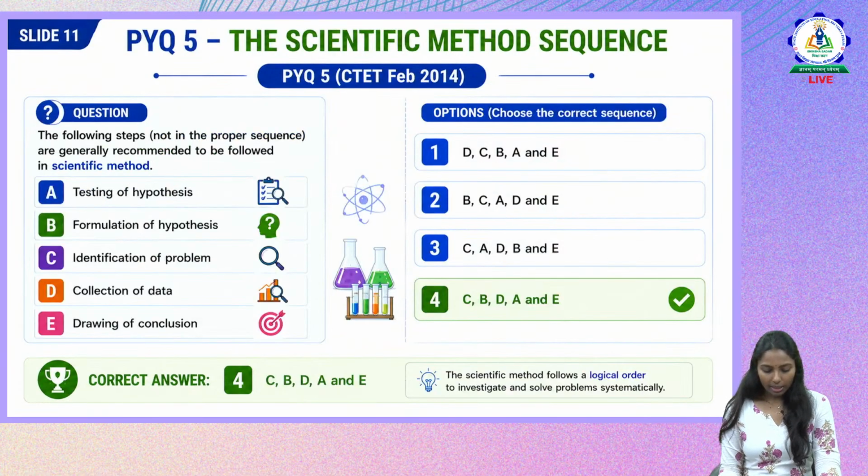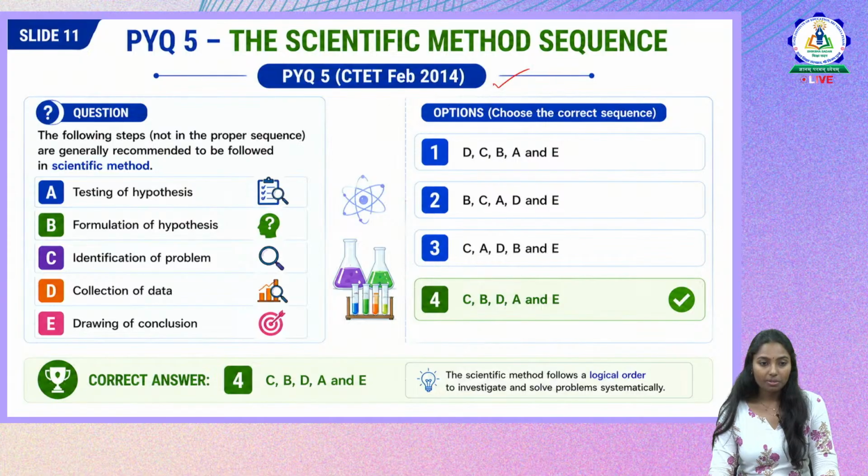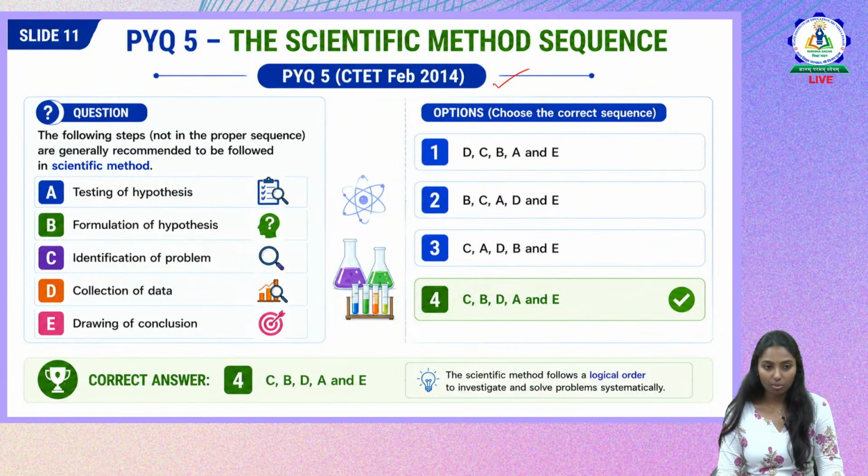So let us proceed to the next question that we have. The question is from 2014. So the question is, the following steps, not in proper sequence, are generally recommended to be followed in scientific method. So these are the steps 1 to 5. These are not in a correct sequence. We have to choose the option which denotes the correct sequence.